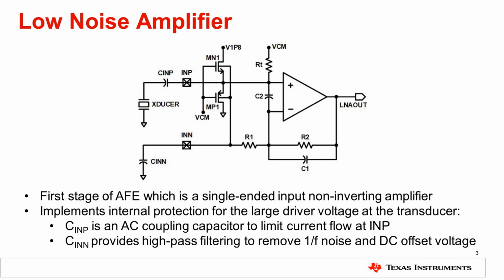The low noise amplifier, or LNA, is a single-ended input non-inverting amplifier with a low fixed gain output. As the first stage of the AFE, the device implements internal protection from the large driver voltages reaching upwards of hundreds of volts during burst. AFE protection from these large driving voltages is typically dependent on the external AC coupling capacitor to limit current flow at the input pin. In addition, the external capacitor network for the receiver is used to provide high-pass filtering to remove 1/f noise and DC offset.